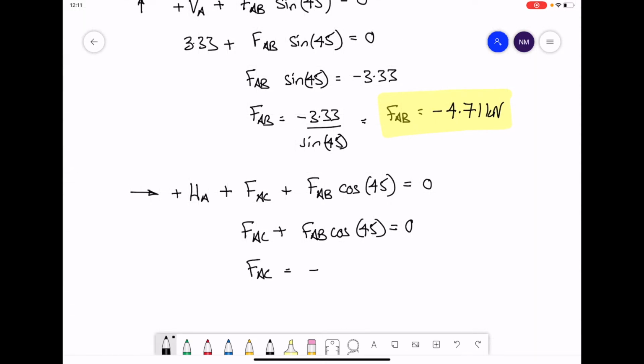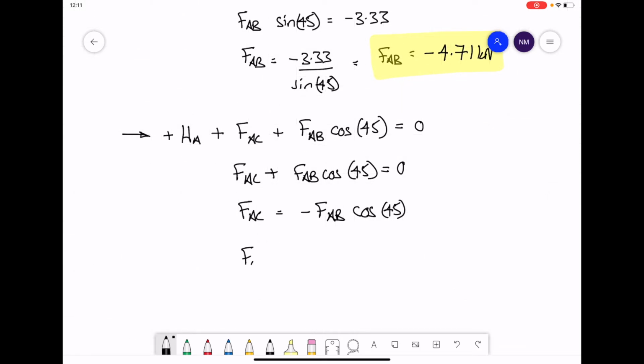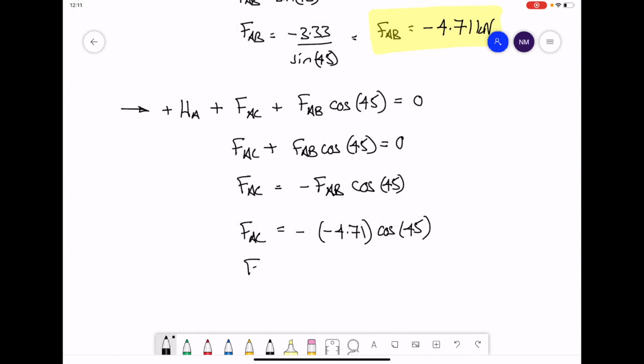FAC is equal to minus FAB cos 45. Substituting in our value for force AB, it's minus 4.71 cos 45. Careful about the double negative, making it positive. FAC will then work out to be a value of 3.33 kilonewtons.